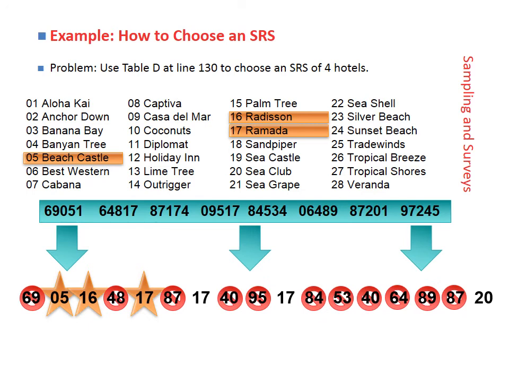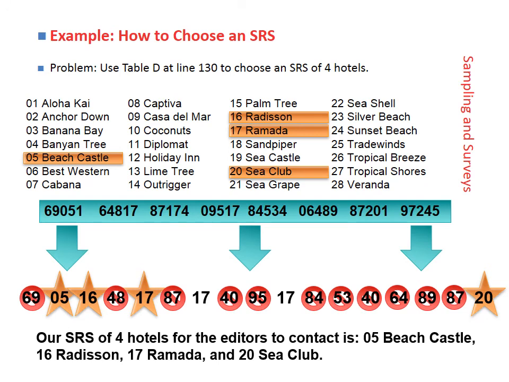Then you'll notice that we have label 40, which doesn't exist. 95 does not exist. 17 has already been chosen. 84 does not exist. 53, 40, 64, 89, and 87 again do not exist in our labels. The last one we get to is label 20, which corresponds to the Sea Club Hotel. And so as a result, our SRS of 4 hotels for the editors will be Beach Castle, the Radisson, the Ramada, and Sea Club.